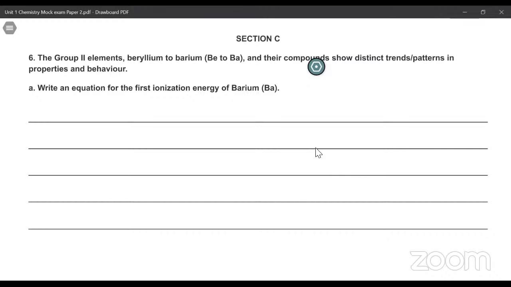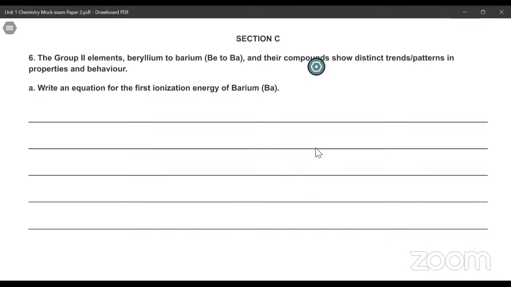So the group 2 elements, this is module 3, guys. I'm almost done. So we're only going to deal with a group 2 question and a transition element question, and then we'll be done. I'm so sorry this was so long, but after this, I got to get studying for my exam. So group 2 elements, beryllium to barium, Be to Ba, yes. And their compounds show distinct trends or patterns in properties and behavior.